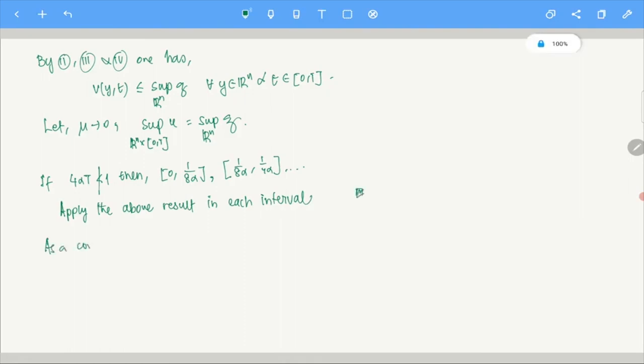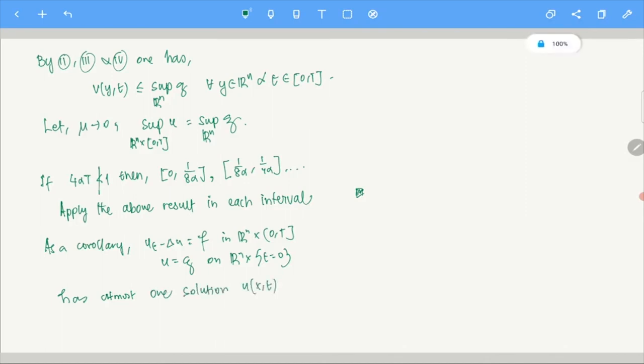Now as a corollary, of course, this is proved, we can say that u_t minus Laplacian of u equals f, u equals g on the boundary Rn cross t equals 0, in Rn cross 0, T closed. This problem has at most one solution u of x, t which satisfies this property: the absolute value of u of x, t is less than a constant times exponential of alpha mod x squared, for all x in Rn and t in 0, T closed.